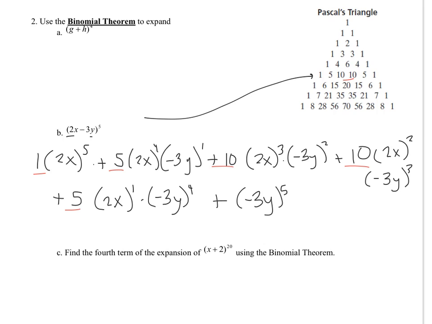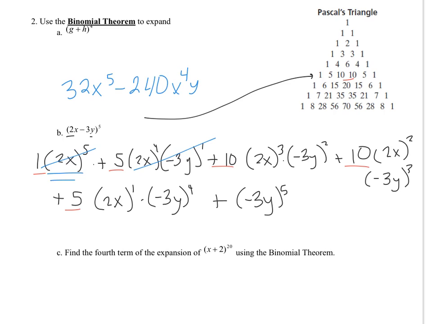So I'm going to try to do it above it in blue. So this is 2x to the 5th. But remember, you're actually taking 2 to the 5th power too, so it's going to be 32x to the 5th. Then your second term, you have 2 to the 4th, which is 16, times negative 3. So 16 times negative 3, and then you're multiplying that by 5. So this actually is going to be a negative 240 x to the 4th y.